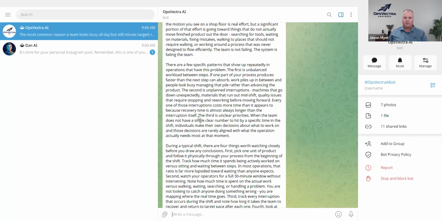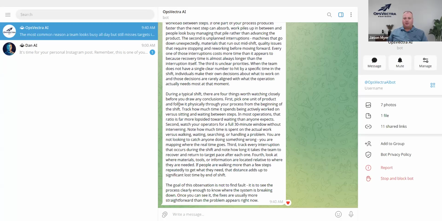Let's see, the third is unclear priorities, when the team does not have a single clear number to hit with a specific time. Go to the next paragraph.